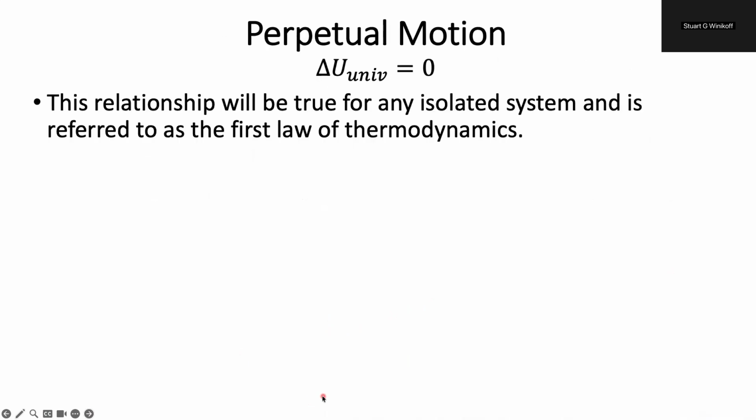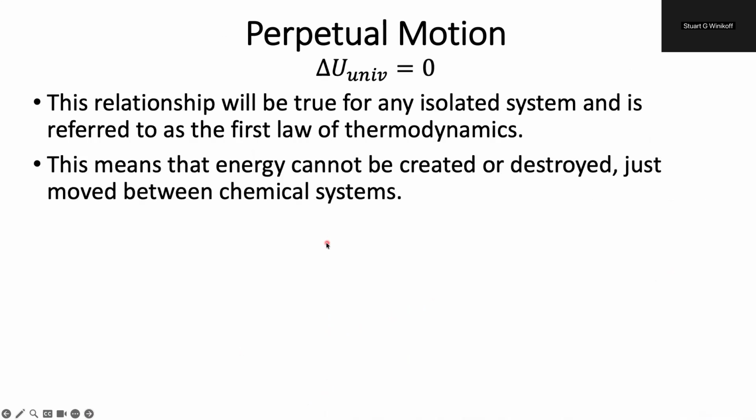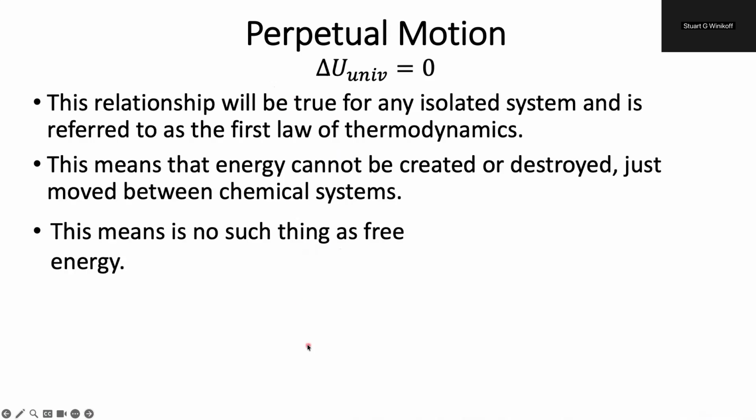So this relationship is going to hold for any isolated system. And this is really what we call our first law of thermodynamics. And colloquially, this is known as the idea of conservation of energy, or the fact that energy can't be created or destroyed, only moved around. So we can move energy from thermal into chemical potential or vice versa, but I can't go ahead and just spontaneously change the energy of an isolated system.